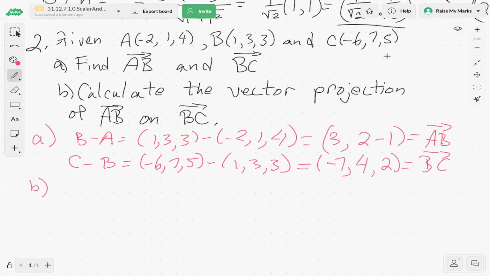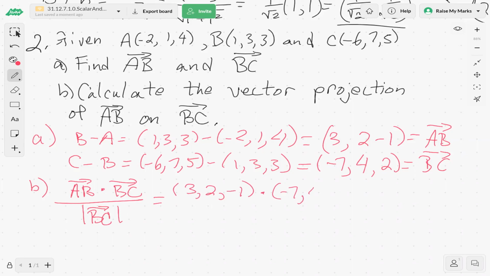Okay, now part B, calculate the vector projection of AB on BC. So let's start with the scalar projection. So we have AB dot BC over the magnitude of BC. All right, so we need to take the dot product of these two vectors. Why don't we plug that in? 3, 2, -1 dot -7, 4, 2. And then the magnitude of BC, square root of -7 squared plus 4 squared plus 2 squared.